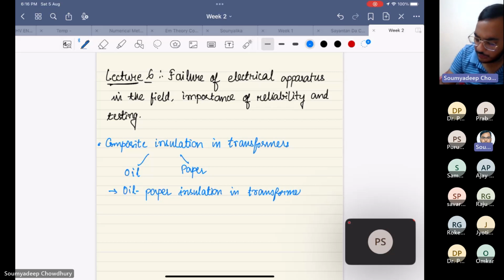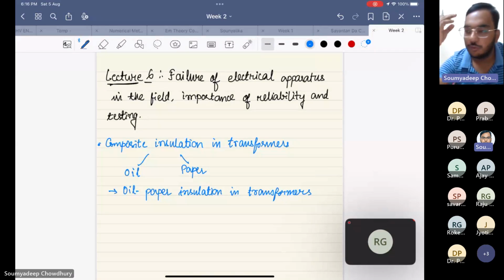So you might think, I talked about the failure of electrical apparatus, now why am I going to the insulation? Most of the failures which are occurring in our transformers or any equipment, 90% of the failures are attributed to the insulation. It is due to the damage of the insulation.